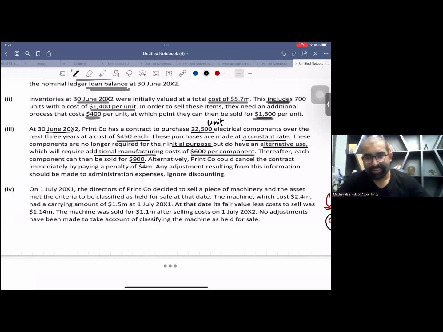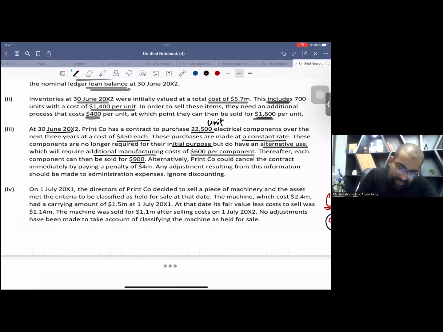Thereafter, each component can be sold for 900. Look here. That means you have to incur a cost of 1050, but the selling price is only 900. You are bound now to incur a 150 per unit loss. Now, what is the alternate option? Active students, please look at the screen.